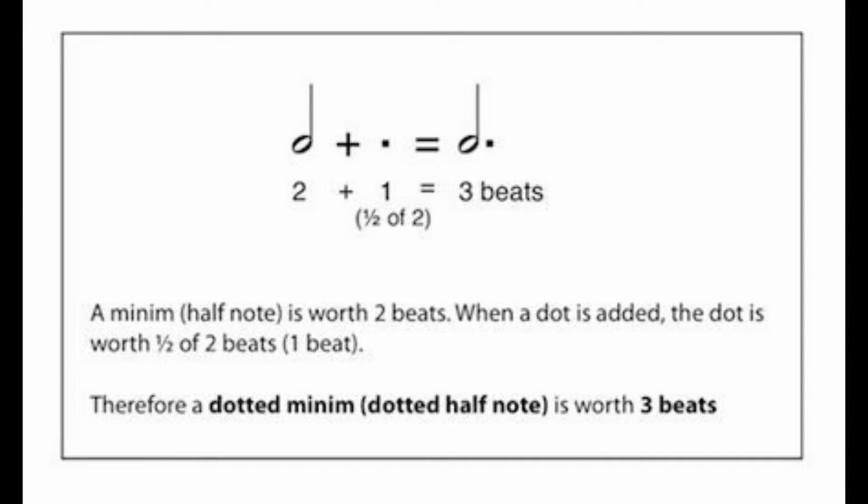Now let's take a look at how dots and ties affect the duration of a note. Let's begin with a dot, which is called an augmentation dot. The dot indicates that a note's value is increased by 1/2 of its original value. So if we take a half note, 1/2 of it is 1, because the half note is 2 beats, and 1/2 of 2 beats is 1. So we add that 1 to the half note, making it 3 beats in total, as shown in the picture here.